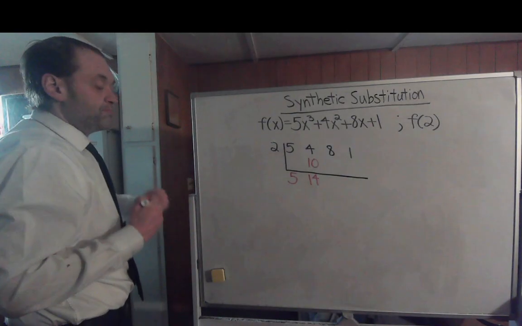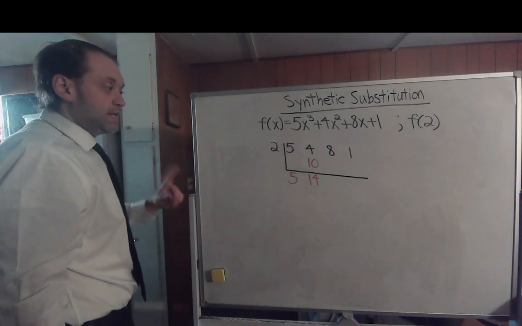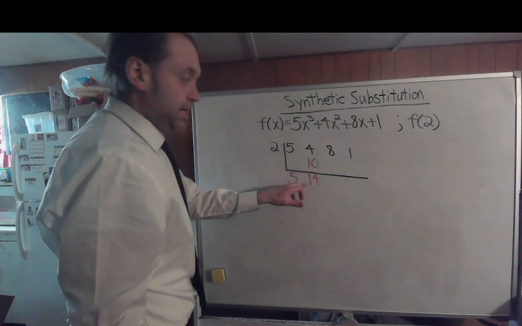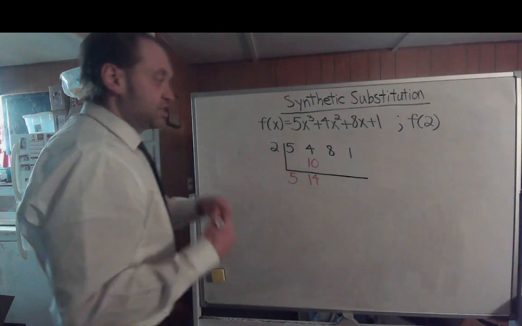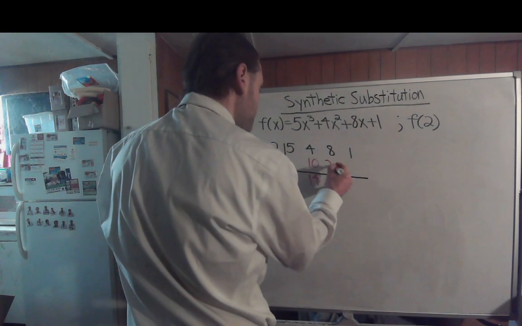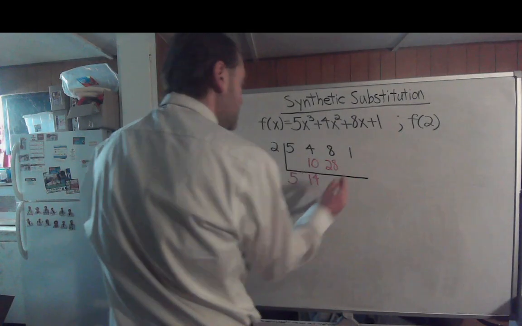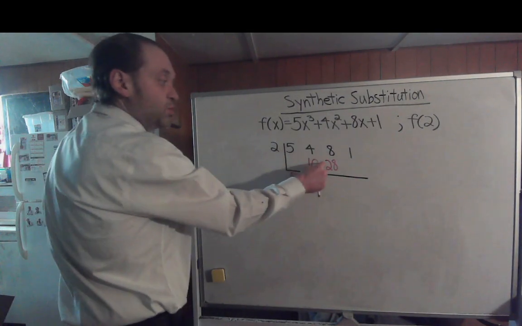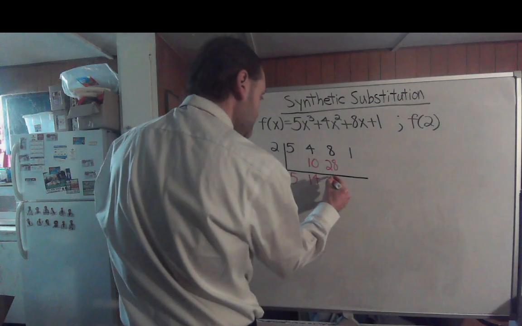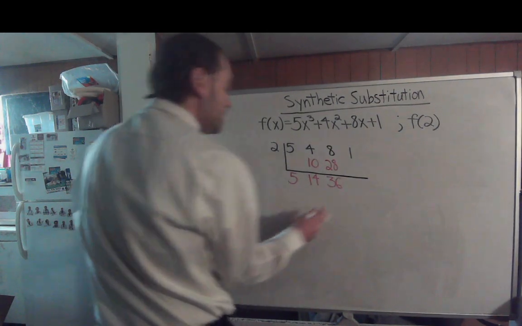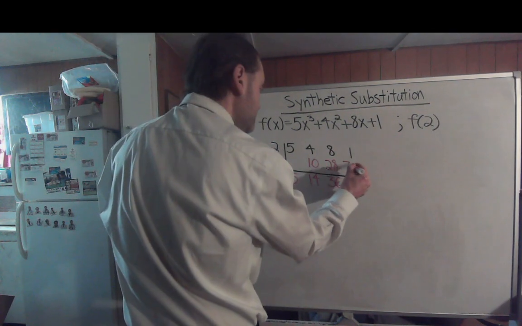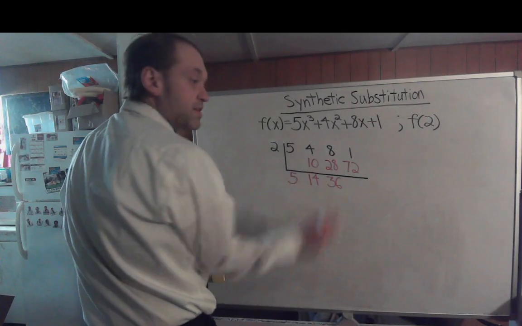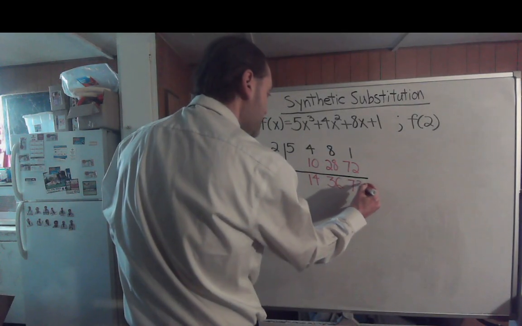Alright, now, what is 2 times 14? Yeah, 2 times 14. You'll take that next. That's 28. Then now you'll take 8 plus 28, which is 36. And then what is 2 times 36? That's 72. And then 1 plus 72 is 73.